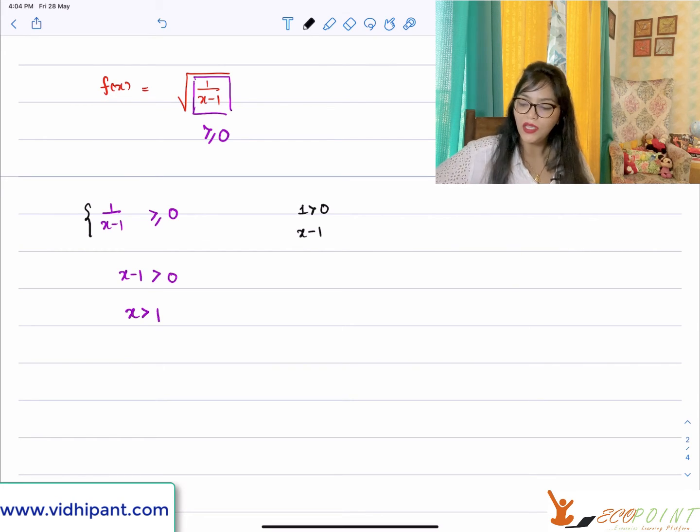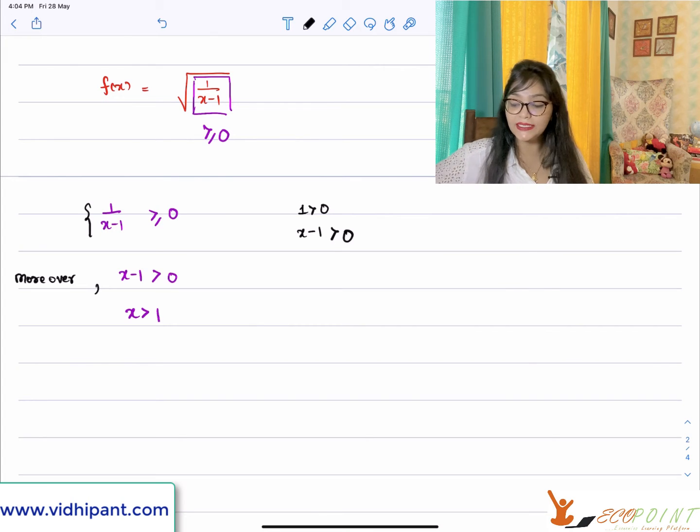Let me now include another thing out here. Here I must have strictly greater. Why? Because the denominator should not be equal to 0. Moreover, x minus 1 should be strictly greater than 0. So 1 is strictly greater than 0, and x minus 1 should be strictly greater than 0 for this expression to be positive.